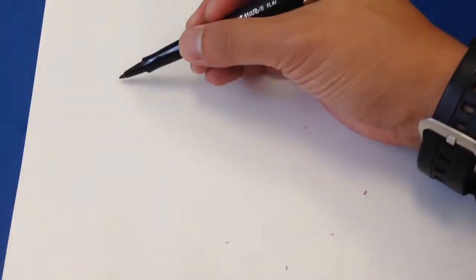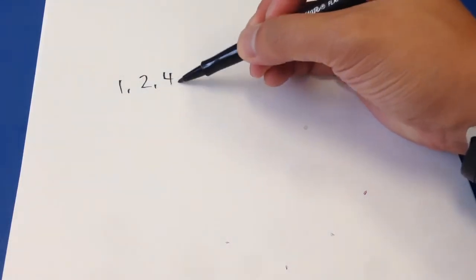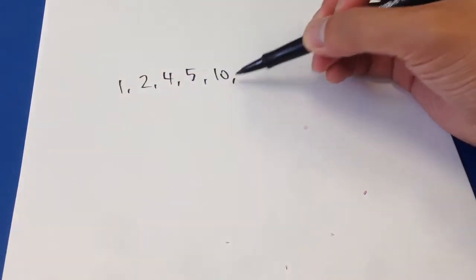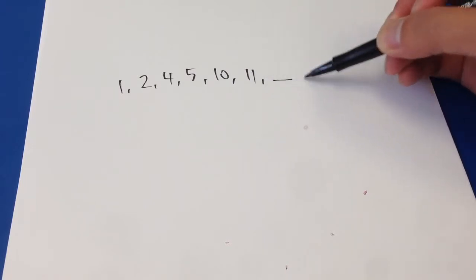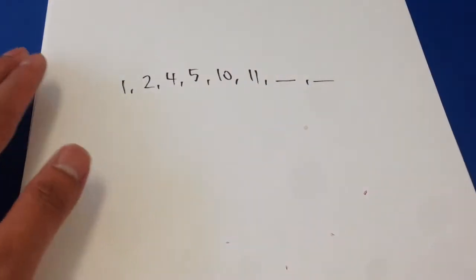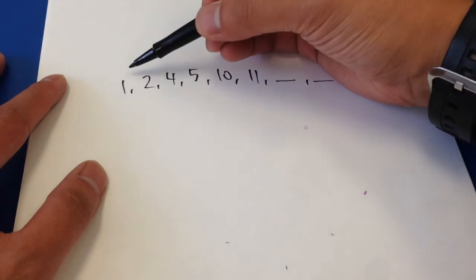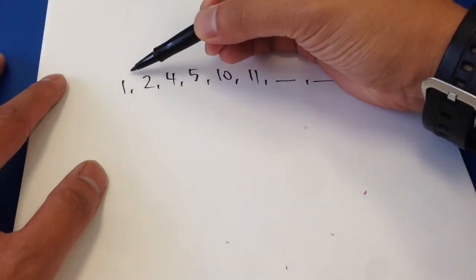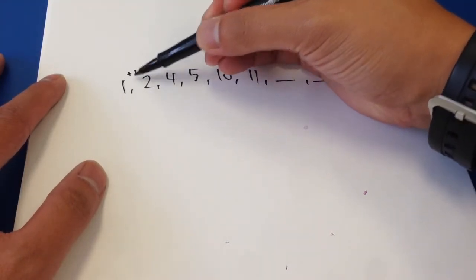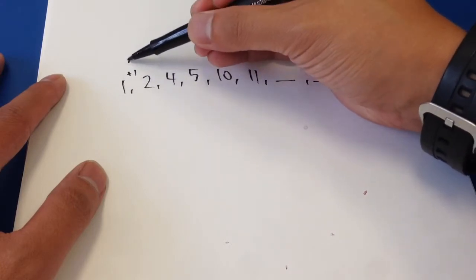Another example, let's say I have 1, 2, 4, 5, 10, 11, and I want you to give me the next two numbers in the sequence. So again, I want to see how I got from 1 to 2. Now there's a couple of ways. One, I could have added 1, or I could have multiplied by 2.